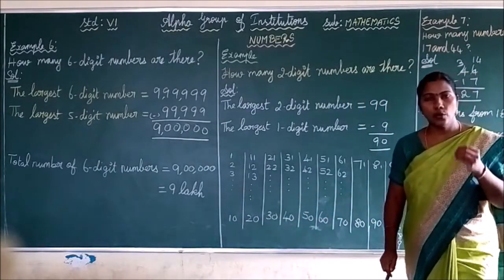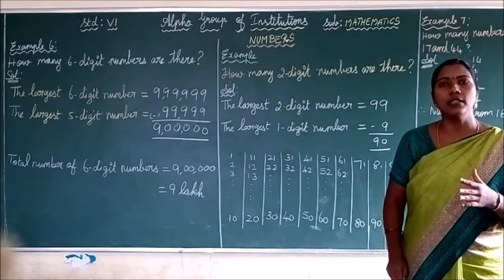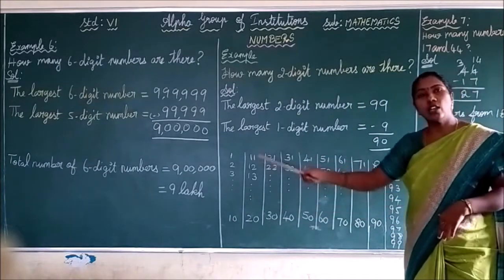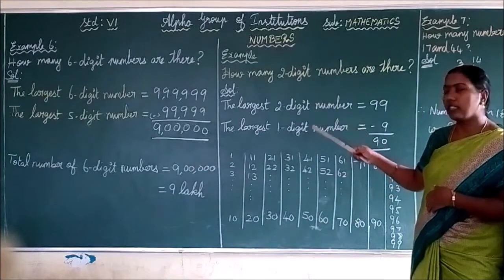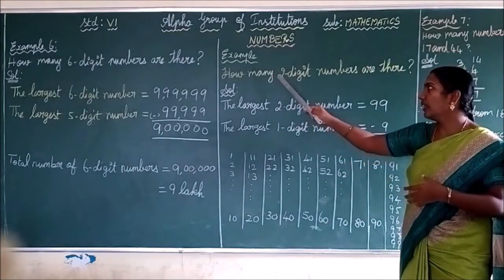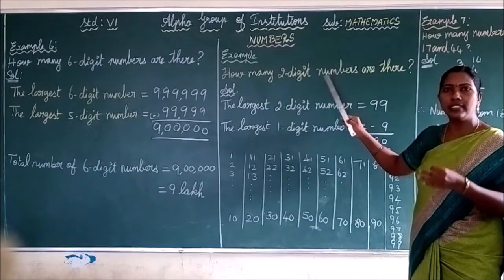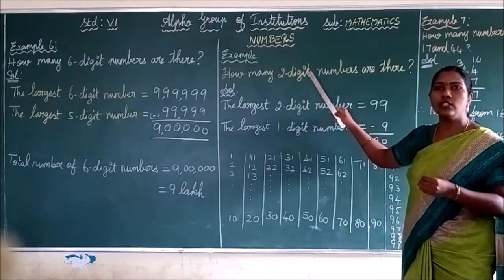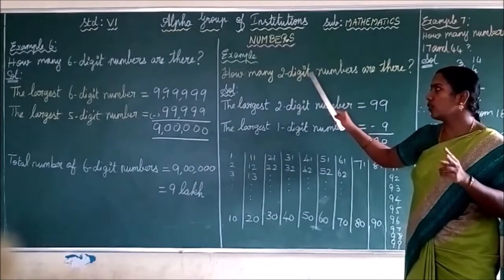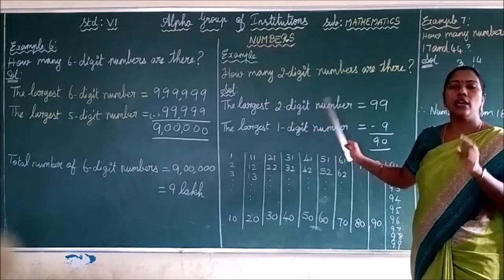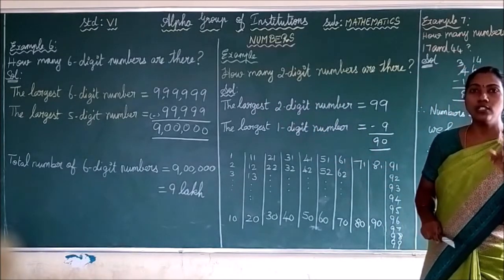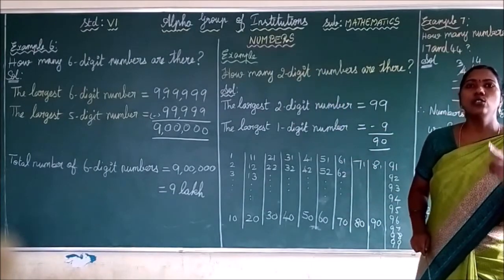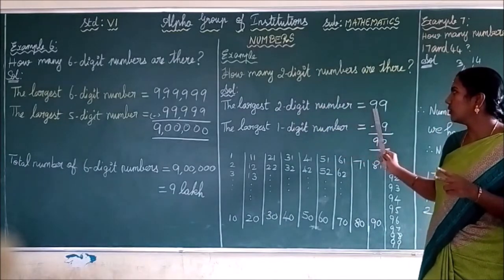Now we are going to count how many numbers there are from 10 to 99, without actual counting. Let us see the sum. To find how many 2 digit numbers, if the question is asked like this, first you have to observe the digits given in the question. It is 2 digits. So first you have to write the largest 2 digit number. What is the largest 2 digit number?